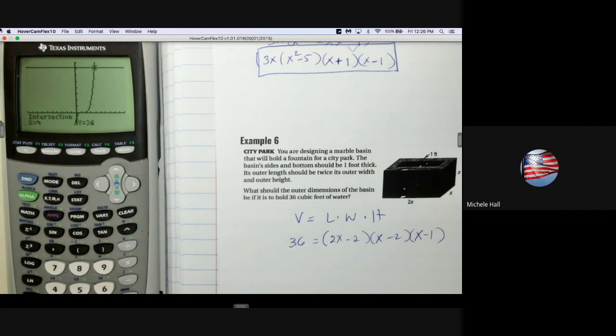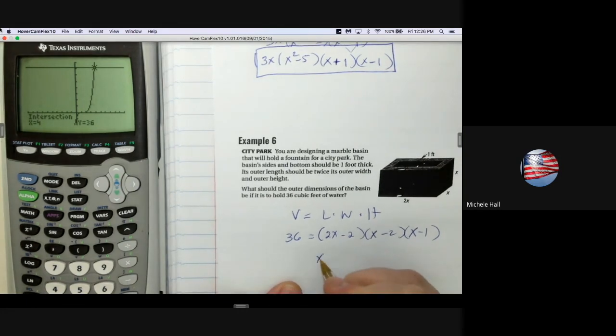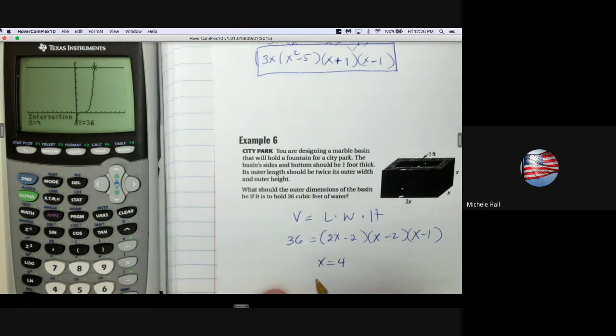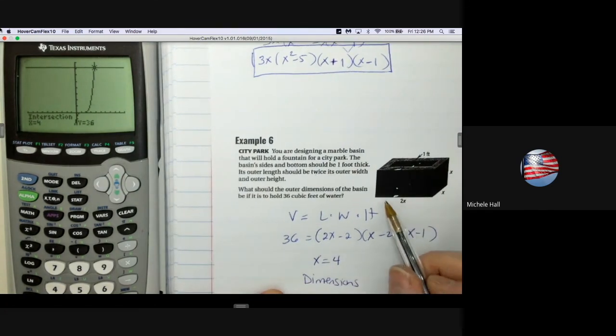It says the intersection is at 4, 36. We get x equals 4. So what are the dimensions? That would be 4 times 2 is 8 by 4 by 4.